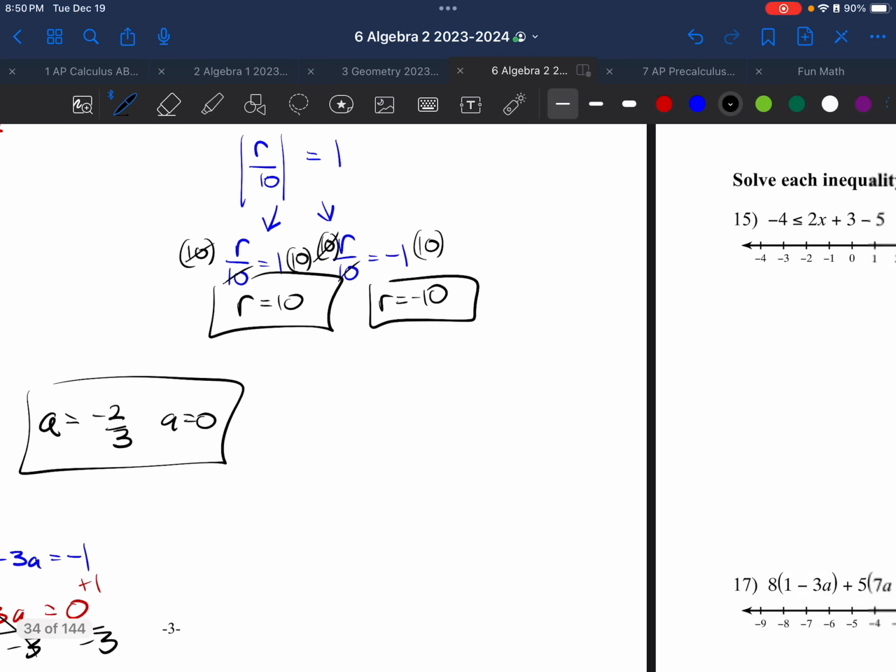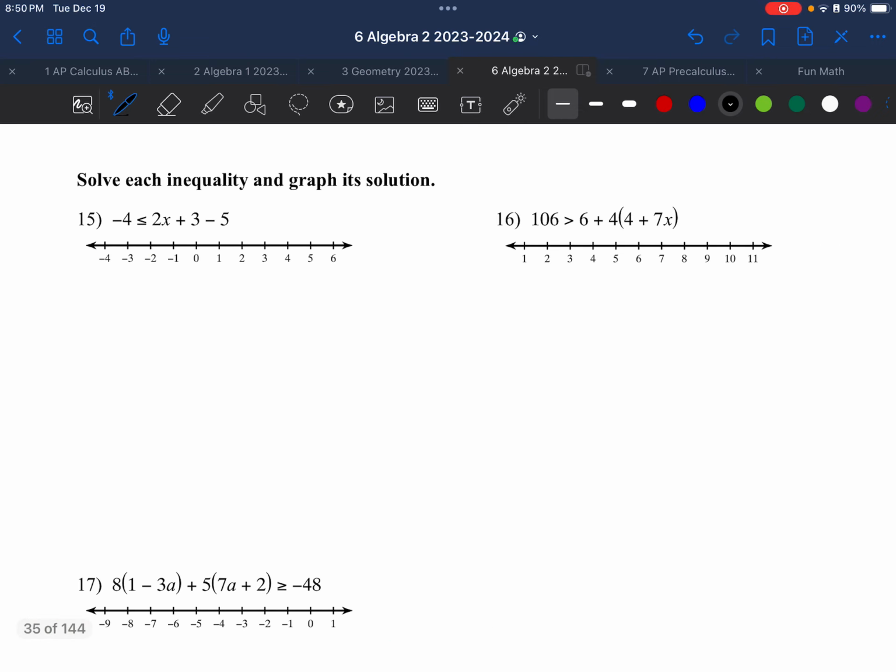All right, number 15. These are inequalities for 15, 16, 17. The way that we deal with inequalities, these are not compound inequalities, they're just simple inequalities. Just move variables to one side, move non-variables to the other. I'm seeing that I have an x on this side and constants that need to be moved over. I'm going to first simplify. What is 3 minus 5? This is really negative 4 is less than or equal to 2x minus 2, because plus 3 minus 5 is minus 2.